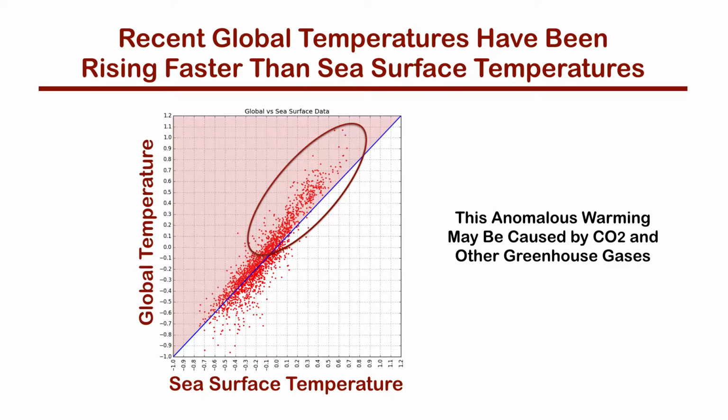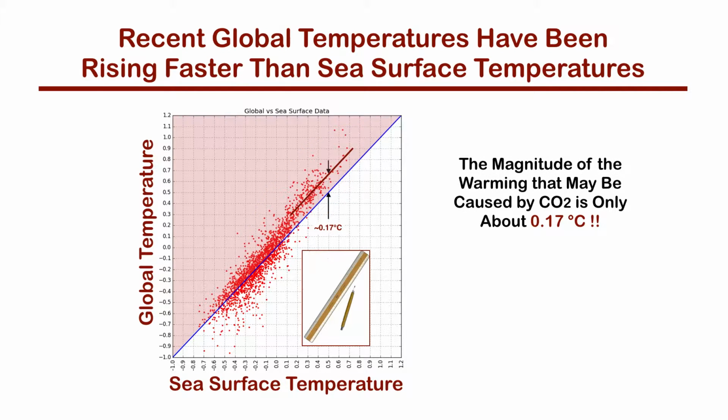But in more modern times, recent global temperatures have been rising faster than sea surface temperatures, so that the scatter plot in the upper region shows the global temperature data was above the sea surface temperature for all of those dates. And the difference then between the 45-degree line and those data points is an indication of anomalous warming that may be caused by CO2 and other greenhouse gases.